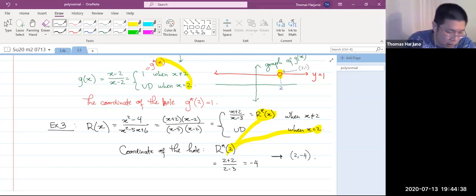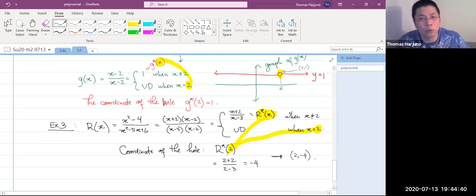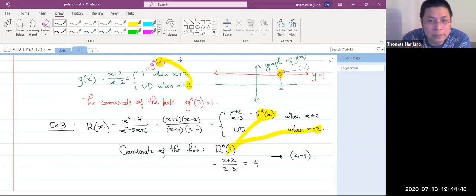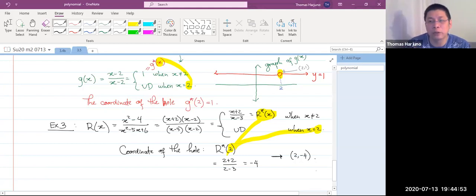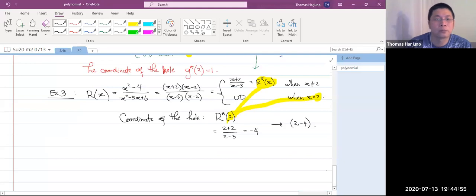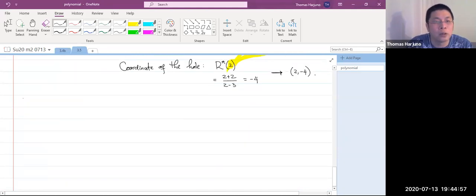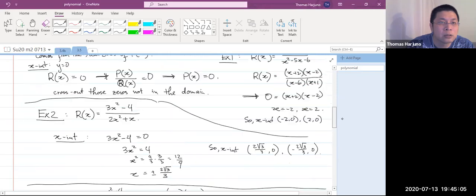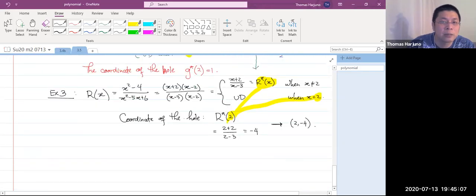I have to say that before we talk about this coordinate of the hole, I suppose to talk about some asymptotes first. Something called horizontal asymptote and vertical asymptote. The next discussion we will do is vertical asymptote first. So this is part D, I think. Yeah, part C, x-intercept. Part D. Before we lose track, let's list what we have learned.